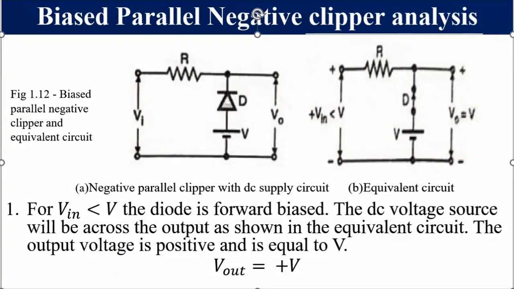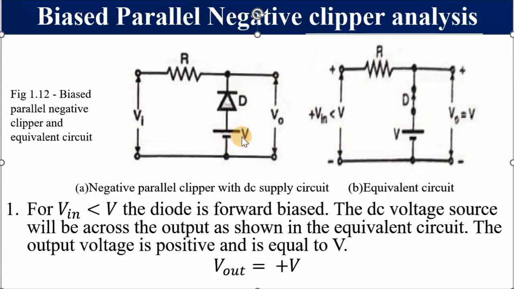A biased parallel negative clipper. Why biased? Because we have got a reference voltage of V. Why parallel? Because this is in parallel with Vout. Why negative? Because it clips off, it removes the negative waveform, and we are going to analyze it in parts. For when Vin is negative and less than V, the diode is forward biased, and it is forward biased by this voltage.